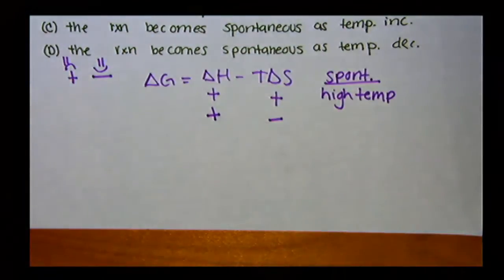If you make delta H negative, and to it you're subtracting, and delta S is already positive, you're subtracting to something that's already negative. You're just going to make it more negative. It's going to be spontaneous at all temperatures.